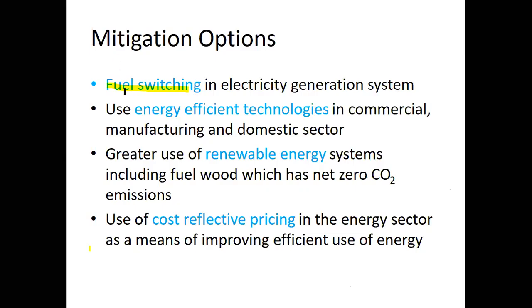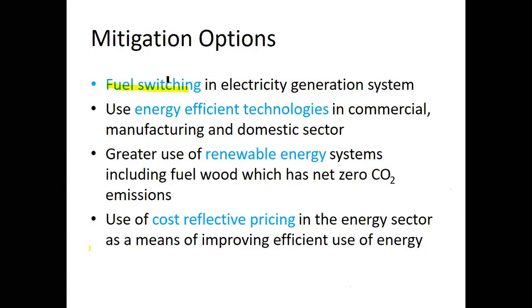And instead of using fossil fuel, we can shift to renewable energy. If there is a possibility to run hydropower plants, then we can go for hydropower, solar power, wind power. Likewise, we can switch the fuel in the electricity generation system.